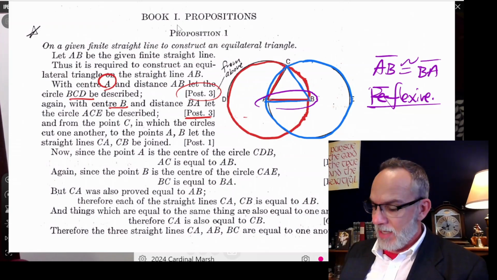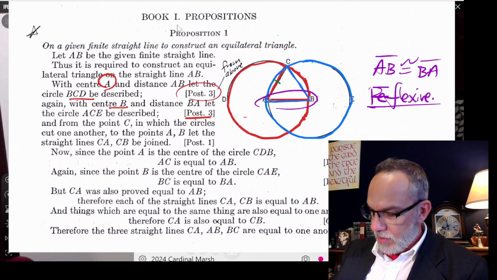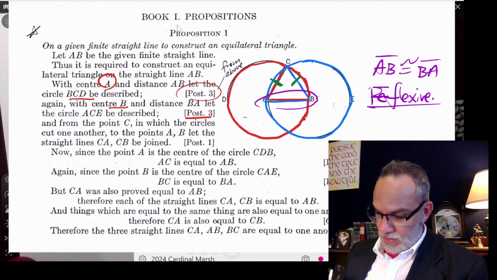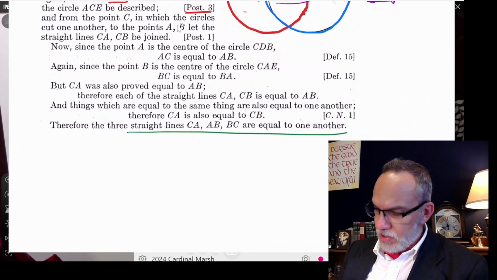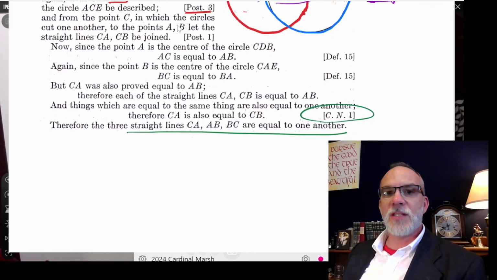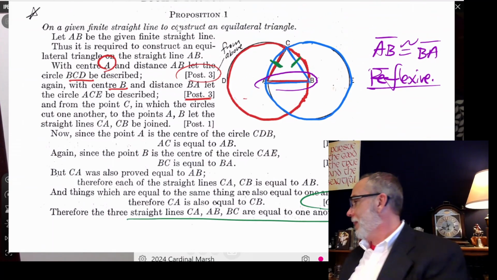Because now that they're the same, we can say that the two lines, their other radii, are equal to each other as well. And there we go. But why is that? Three straight lines are equal to each other. Why is that? Because of common notion number one: things equal to a third thing are equal to each other.